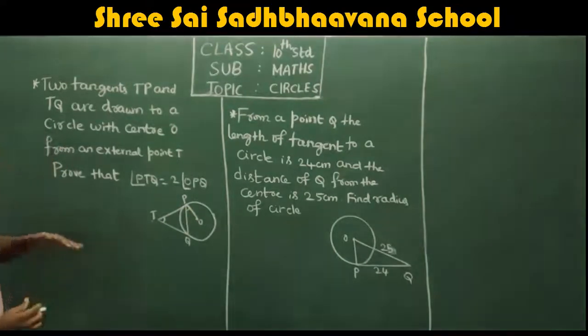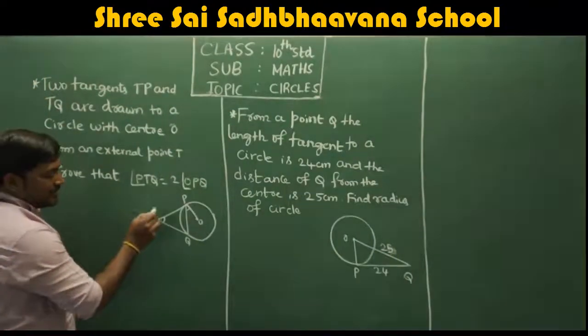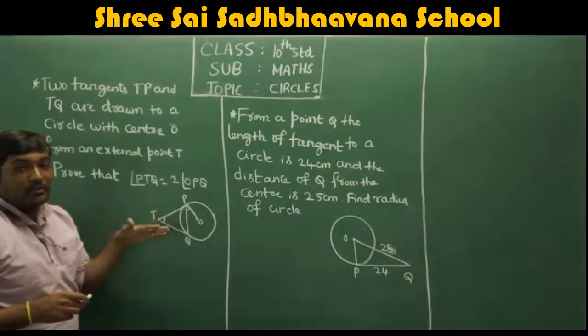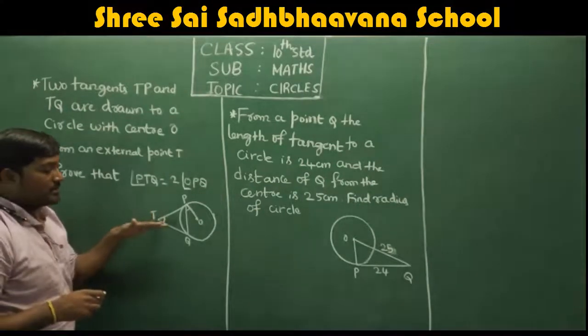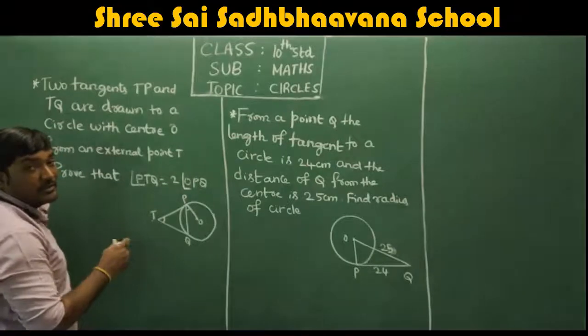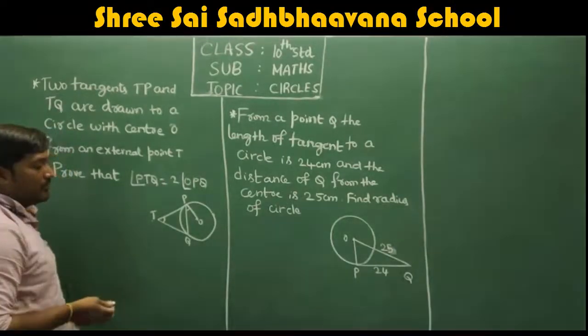Okay, I'll just repeat the question. Two tangents TP and TQ. See, T is an external point. First I'm making you understand the question, because we have to understand the question, then only you can proceed. Without understanding the question, you cannot take any step forward.